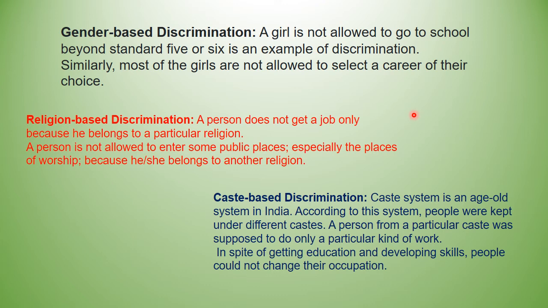So people were not allowed to go to a place of worship because they belonged to a certain caste or religion. They could not go to each other. They could not take any job because they belonged to a particular religion. Okay, the same thing, the caste which I have just shown you.